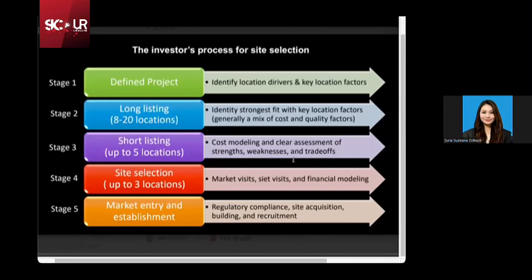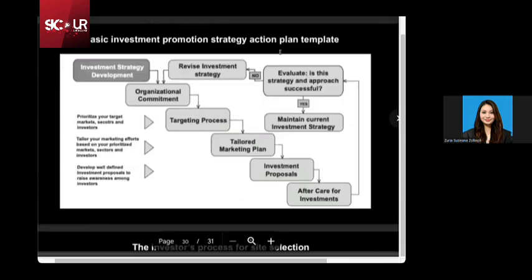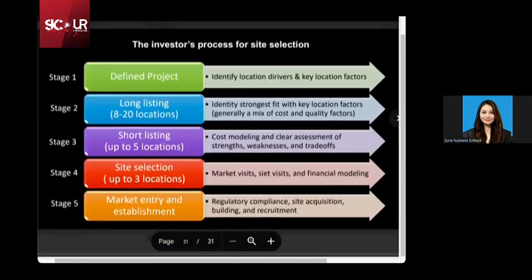So we have 5 stages. Define project. All right, define project where you should identify location, drivers and key location factors. What are the factors that are favorable to you? What are the things that you look for? Maybe in terms of access to natural resources, or do you want it to be in an urban or city center? It depends on your strategy. It all depends on your investment strategy development, and only then can you come out with this stage in choosing the location.